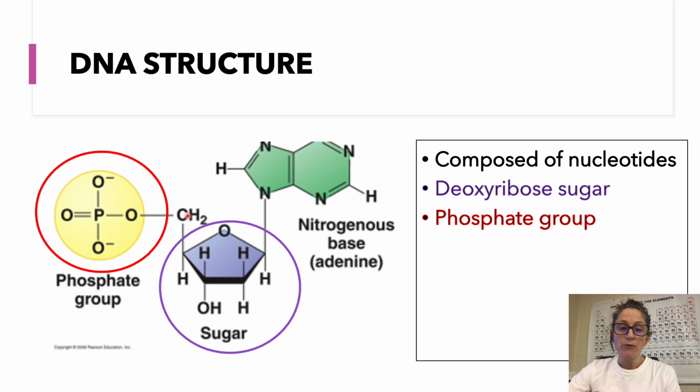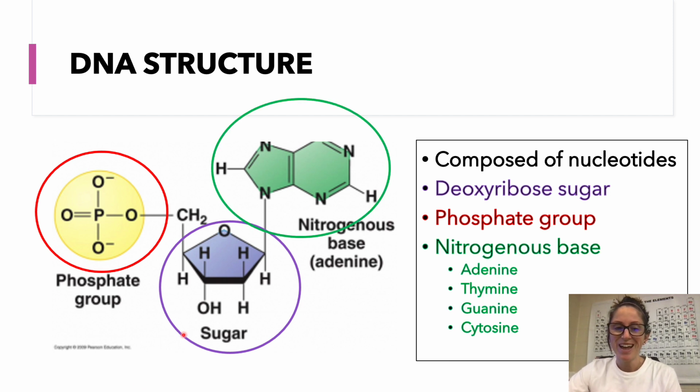Carbon 5 is attached to a phosphate group. These are very easy to identify because we have a phosphorus with a whole bunch of oxygens and negatives and double bonds, a very identifiable group of atoms. Then off of carbon 1, we have 1 of 4 nitrogenous bases. Shown here is adenine. And remember, we have adenine, thymine, guanine, and cytosine. These are all the nitrogenous bases found in DNA.